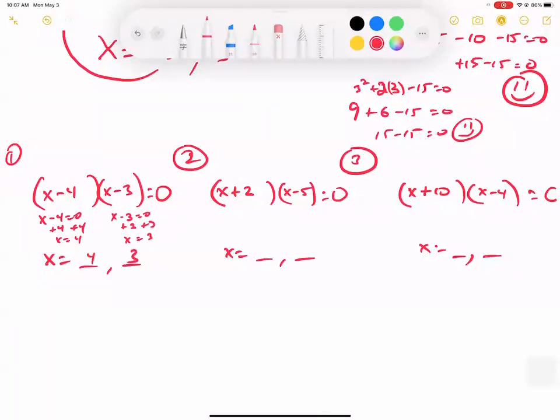Now, that is great for these easy problems. We could write it out, and writing it out is always super important, understanding where these numbers are from. But now, mental math here. What will cancel out a plus 2? A minus 2. What will cancel out a minus 5? A plus 5. What will cancel out a plus 10? Minus 10. What will cancel out a minus 4? Plus 4. That's how fast this is now. Don't let your mind get blown away too fast.